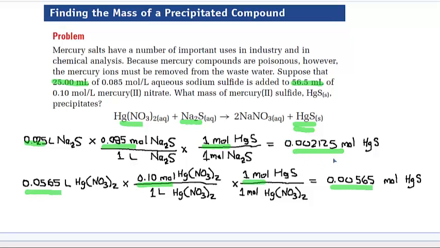Now last year, the mass of the precipitate determined the limiting reactant, the lowest amount of grams. In this case, we can do the same with moles. Moles is an amount just like mass. So in this case, we take the moles of the mercury(II) sulfide, the smallest amount, and this indicates our limited amount, the amount that we'd expect to receive based on our limiting reactant, which is sodium sulfide.